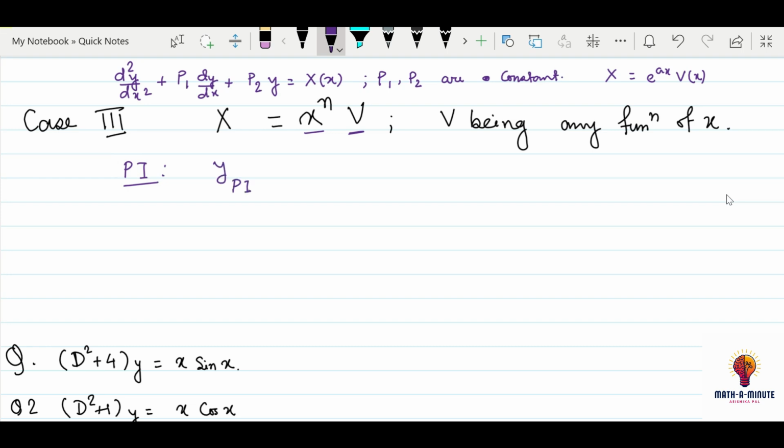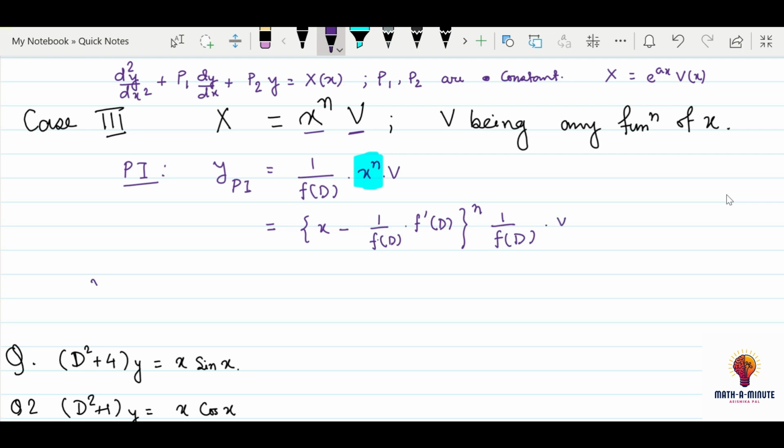y_PI equals 1 by f of D, x to the power n into V. Okay. So for this part, x to the power n, if I want to shift this function to the left side of this D operator, we have to modify this D operator in this way: x minus 1 by f of D into f dash D whole to the power n, 1 by f of D into V.